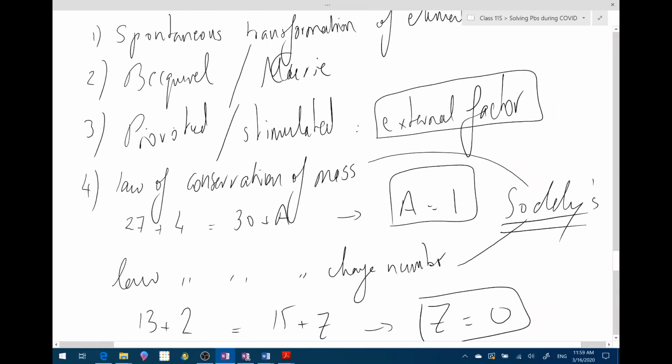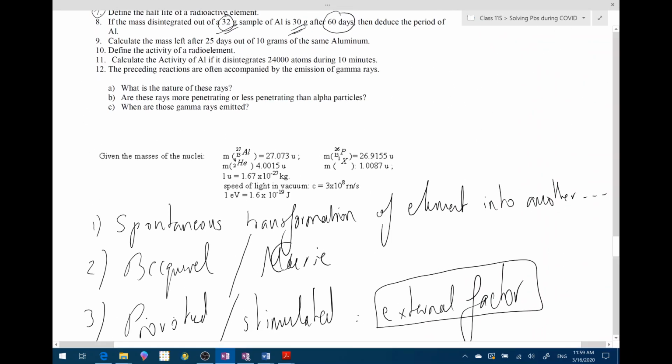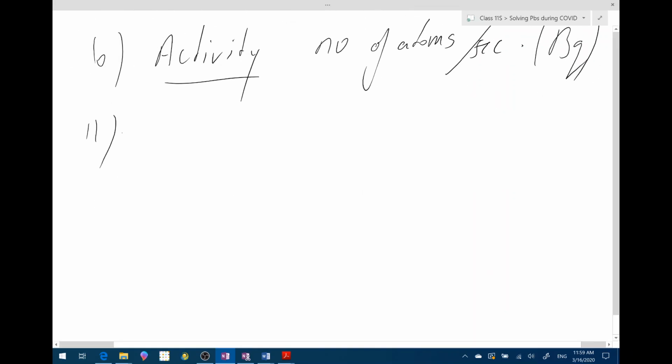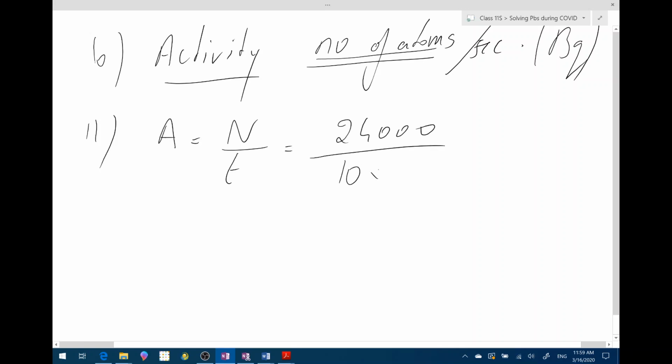Now the 11th question. Calculate the activity of aluminum if 24,000 atoms are emitted during 10 minutes. I'm sorry, this is long, so we have to scroll up and down. The activity is the number of atoms over the time taken. The number of atoms is 24,000 atoms over the time taken, which is 10 minutes. So that would be 40 becquerel. This is way low in activity.